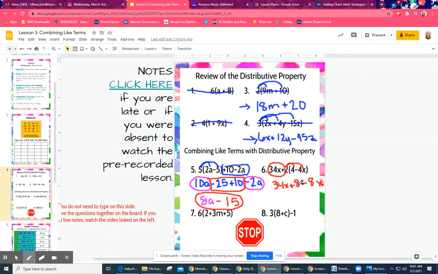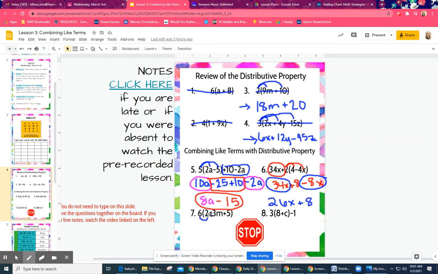Now I can combine my x's. There's nothing I can combine with the plus 8 because there's no other just plain numbers, but I can combine 34x minus 8x. That would be 26x. And like I said, there's nothing I can do about the plus 8. There's nothing to combine it with, so I'll just put it on to the end.